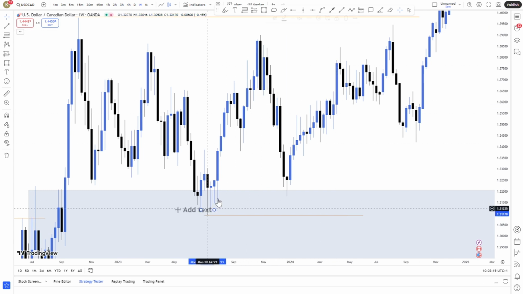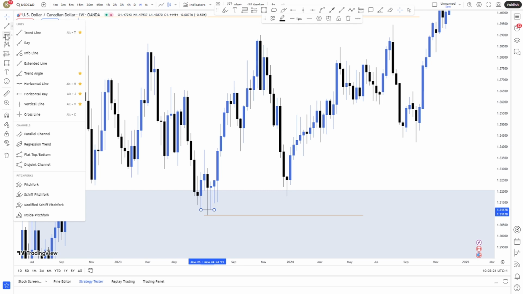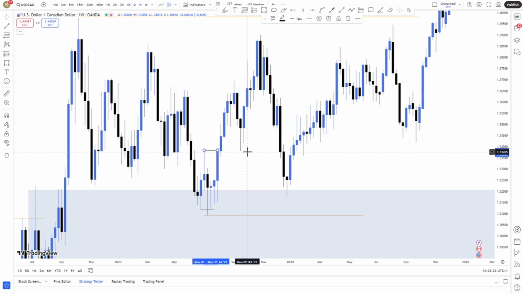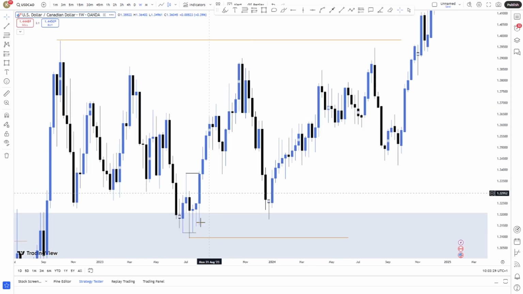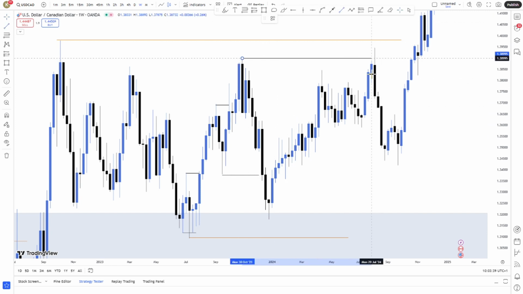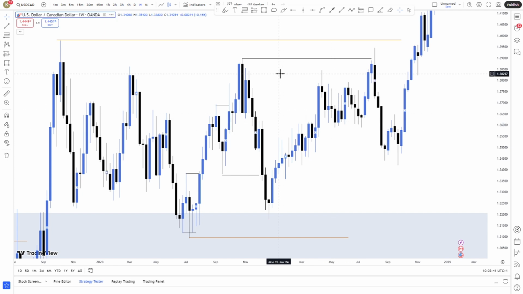So we got in right there, and we made our first high out of there, which was this, and then we took out that low again, and then we pushed up. We made this, so we have to continue with the trend. We made this, we made this.